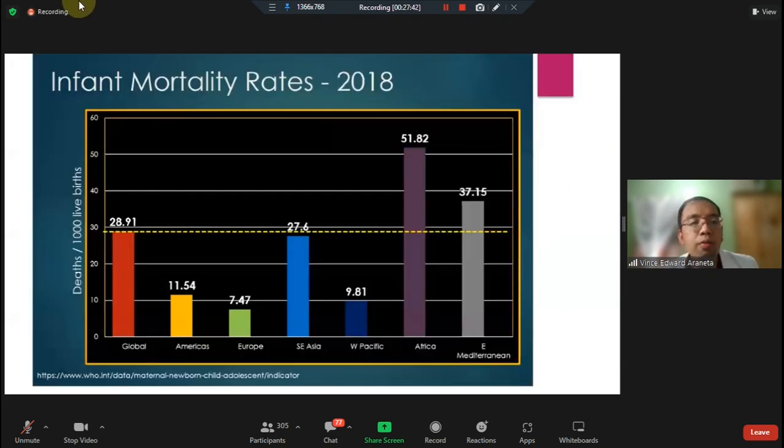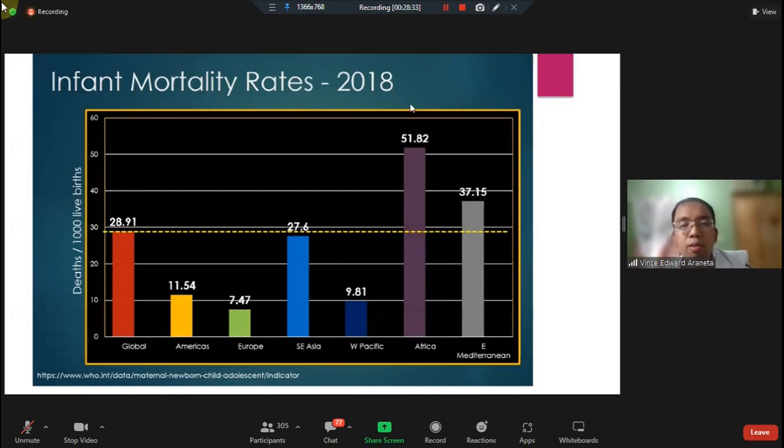But this was from 2018. We have here the global infant mortality rate of 28.9%. Southeast Asia is still relatively high, but with the highest infant mortality in Africa, 51.82%. But among Southeast Asia, what do you think? What country do you think has the highest infant mortality rate? Among those in Southeast Asia, which country do you think has the highest infant mortality rate?